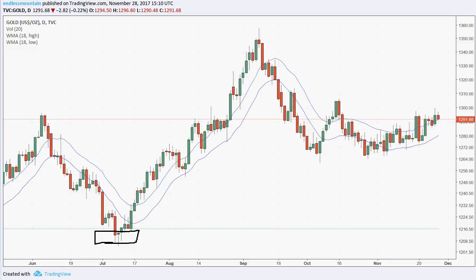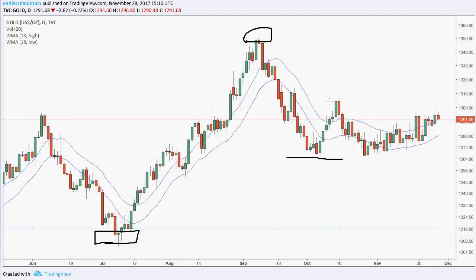Then earlier this fall in September, or at the end of summer, it had a nice move well into the 1300s. So as it stands now, it's close to 1300. It had a price correction down. Markets correct either through price or through time. It had first the price correction. Now it's been going sideways.